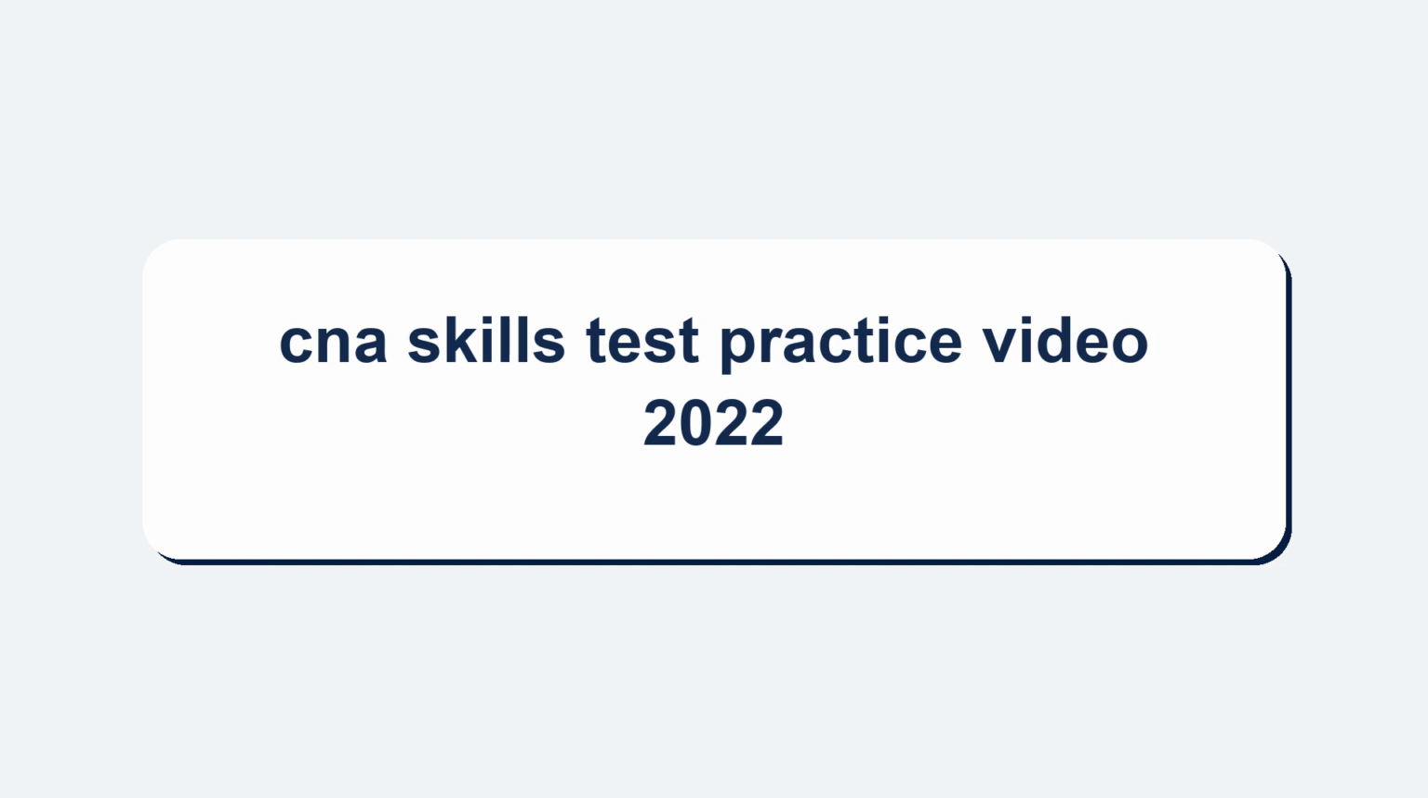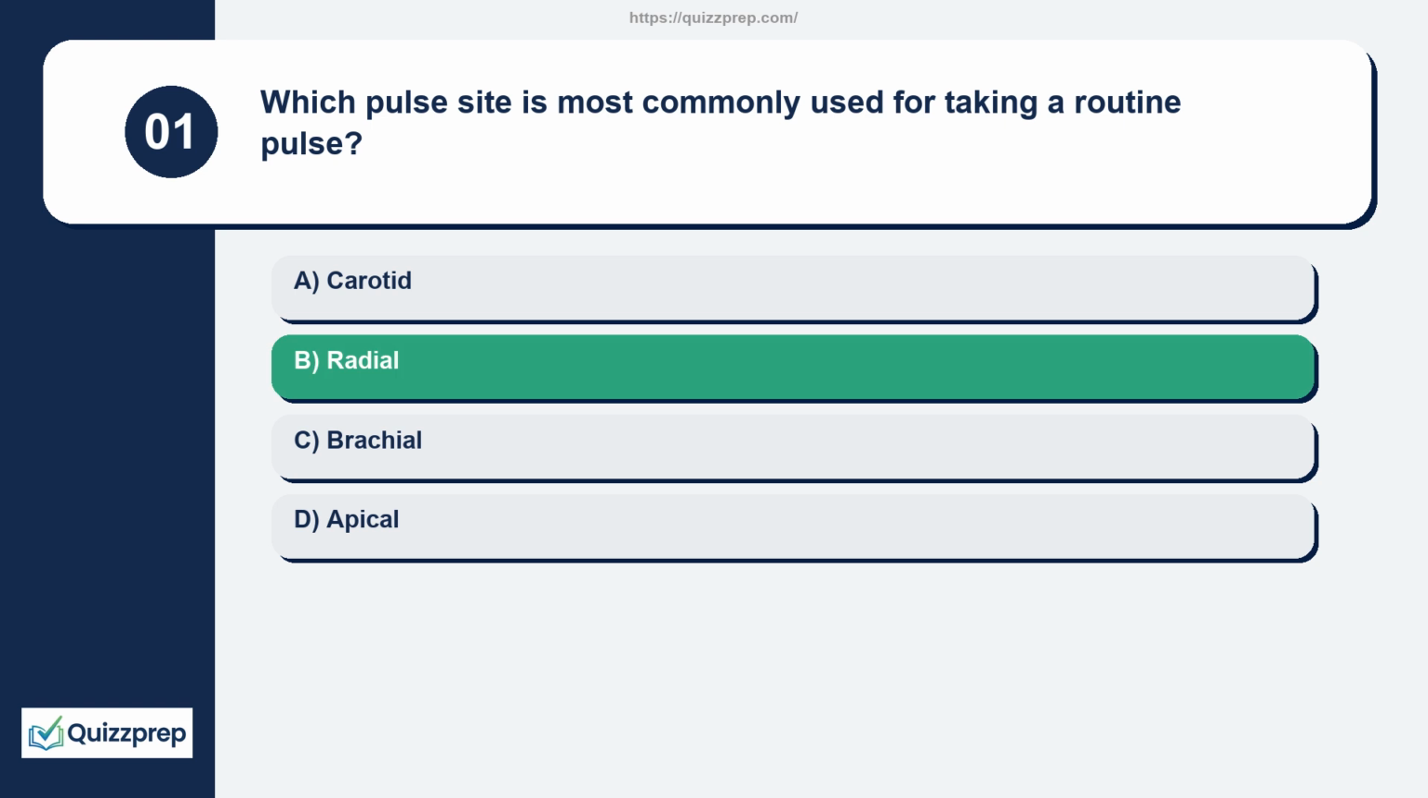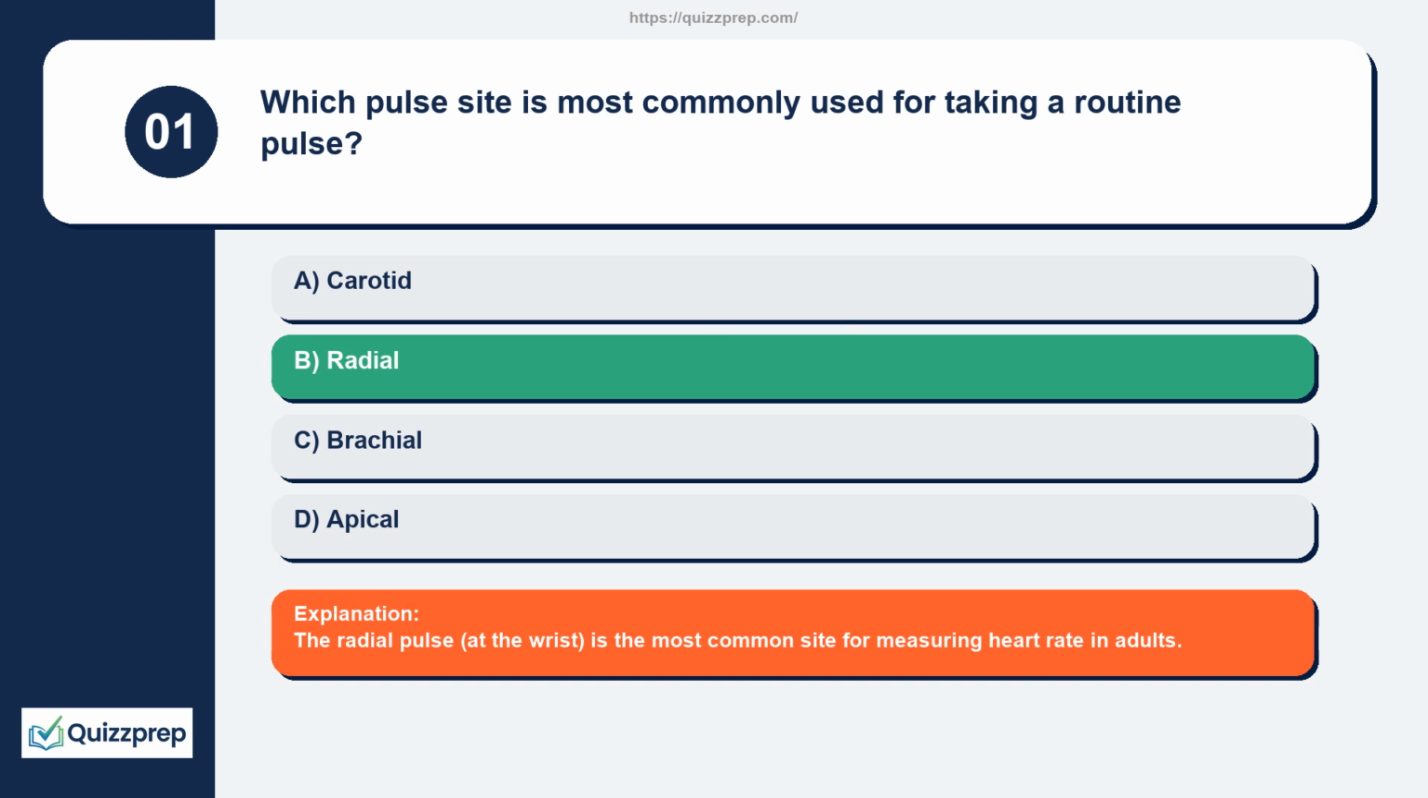CNA Skills Test Practice Video 2022. Question 1. Which pulse site is most commonly used for taking a routine pulse? Carotid, radial, brachial, apical. The radial pulse, at the wrist, is the most common site for measuring heart rate in adults.